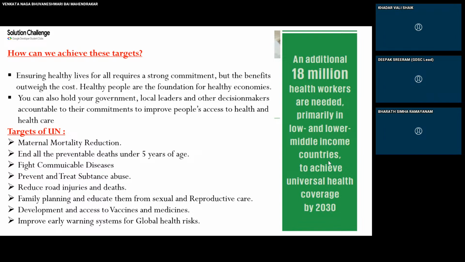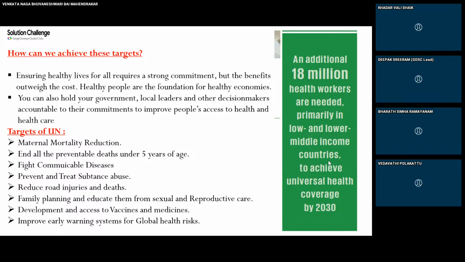The second one is to end all the preventable deaths under 5 years of age, as we see regularly that because of cancer or other diseases, small children are dying. We need to prevent all those deaths, and that is only possible by making change in the rural areas. And we should fight communicable diseases like AIDS and many other things. We all know what communicable diseases are. Every target is based upon rural areas, and we need to give people awareness about every little thing about health. This is the first main thing we need to do in this goal.